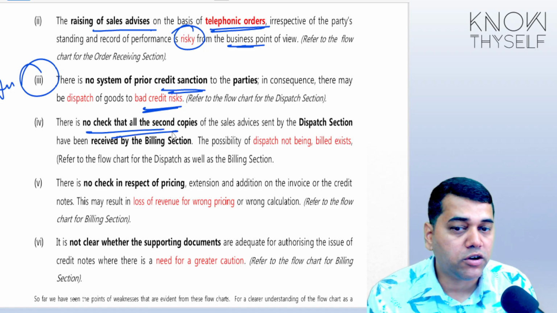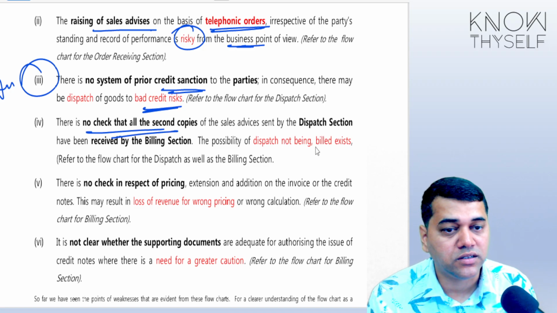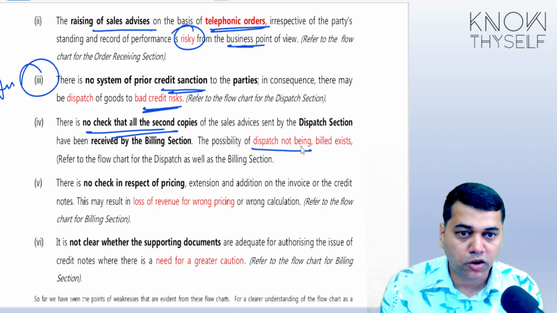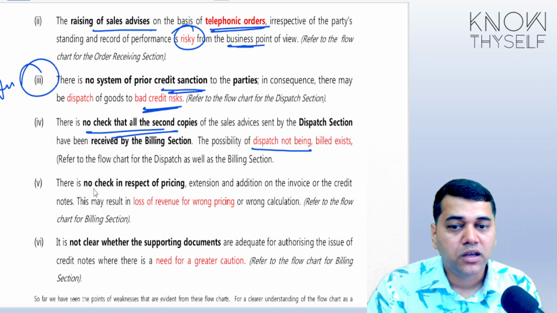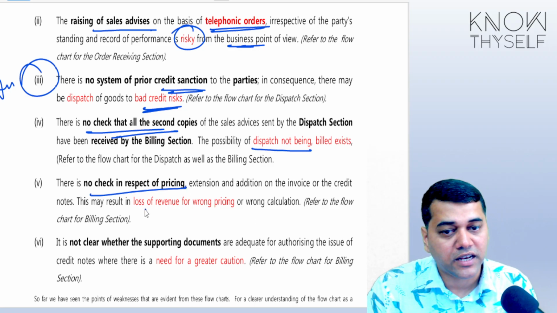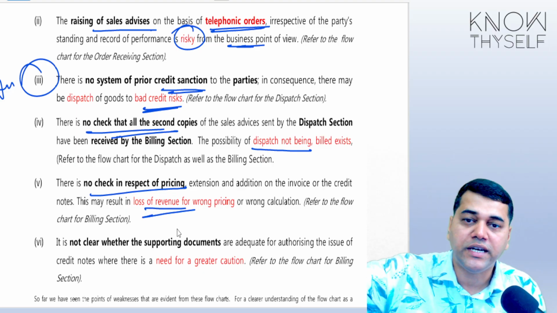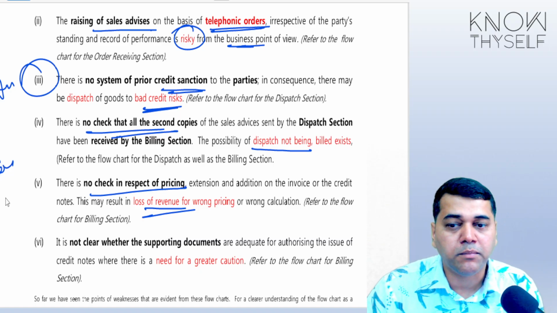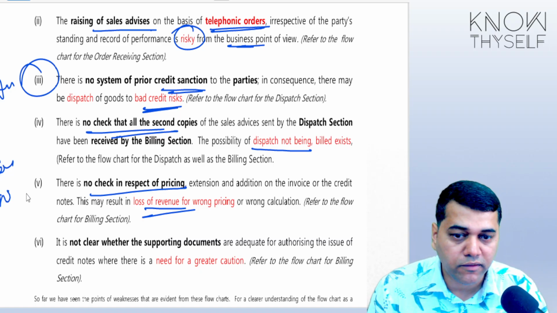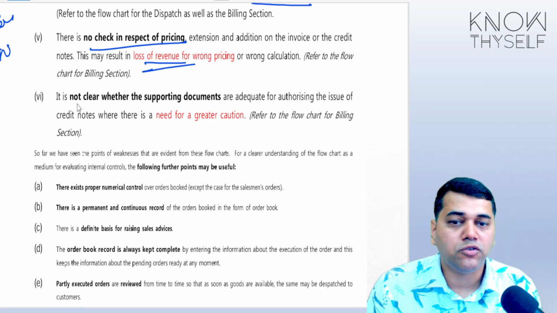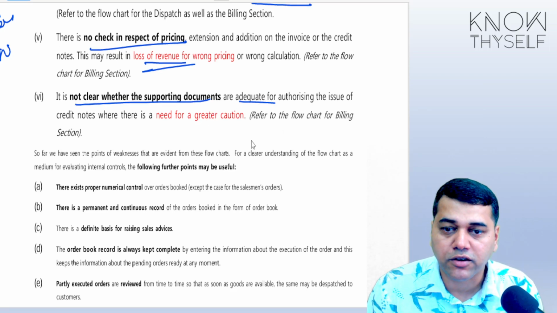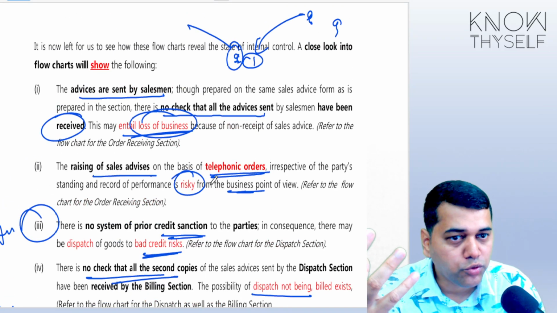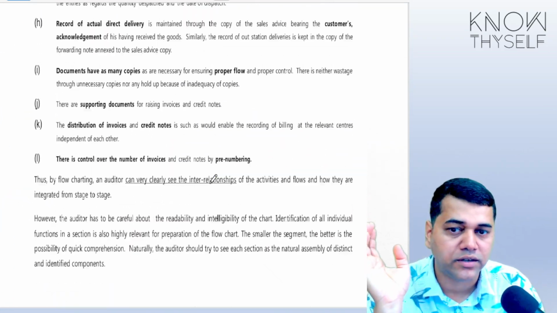There is no check at all for the second copies in the dispatch section. That means you have got an order, but dispatch is not being done. There is no check in respect of pricing. There can be loss of revenue. That means they have eaten something, but you have priced, say, they have taken Coca-Cola, but you have billed for water. These things could have happened. So it is not clear whether the supporting documents are adequate or not. Again, just to tell you how to evaluate it, how to read the flowchart. So this is how you can read the flowchart.